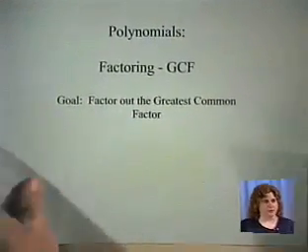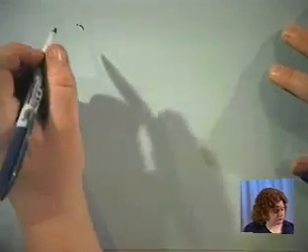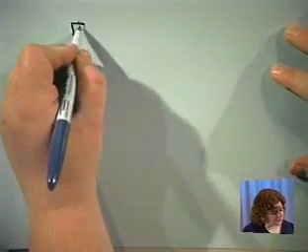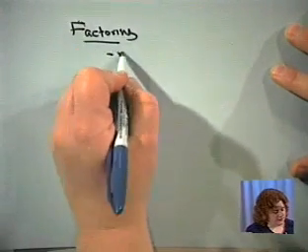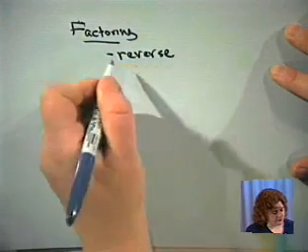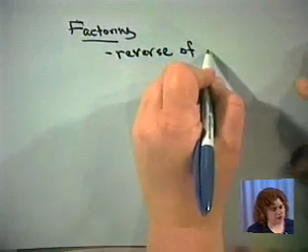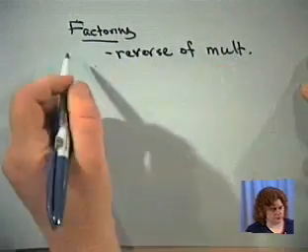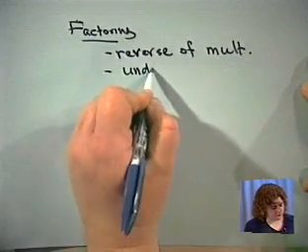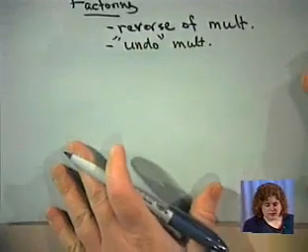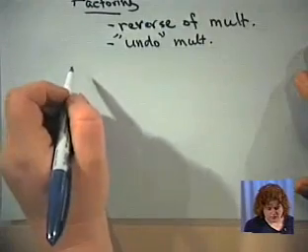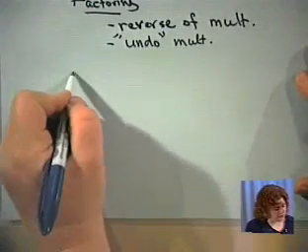Now, having said that, I'm going to re-emphasize that factoring is the reverse of multiplication. And our goal here is to undo multiplication. Let's take a look at multiplying and then reversing the process.